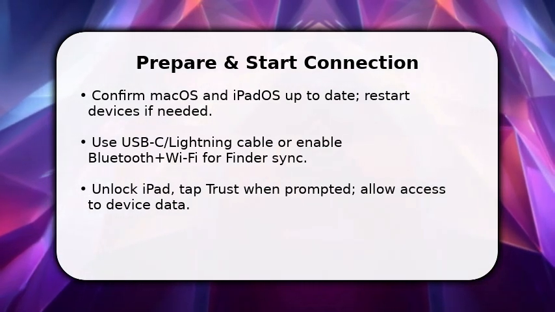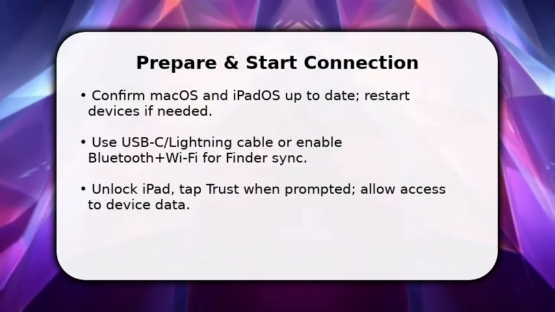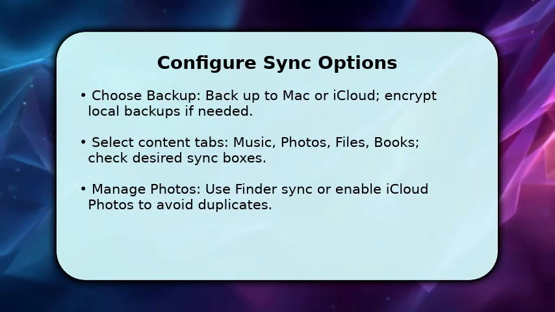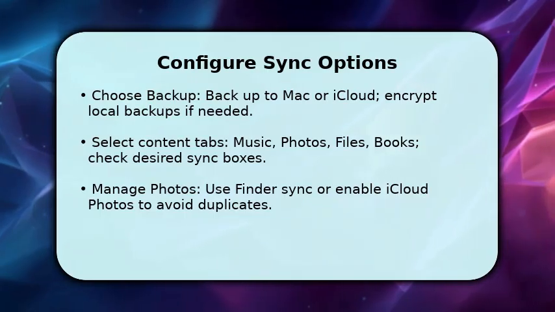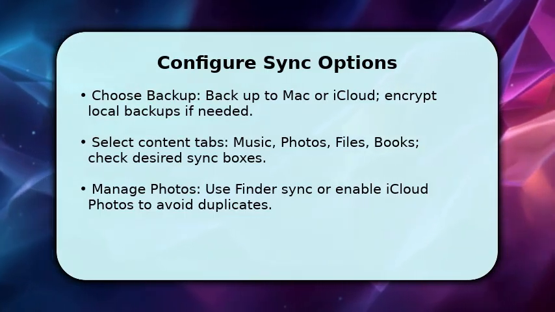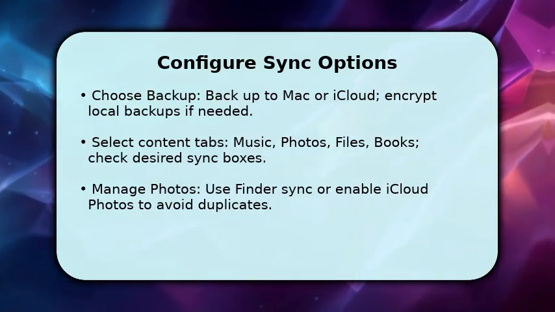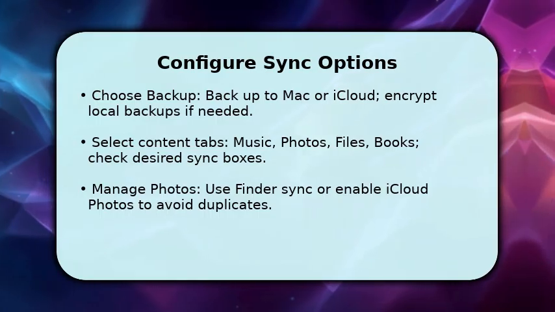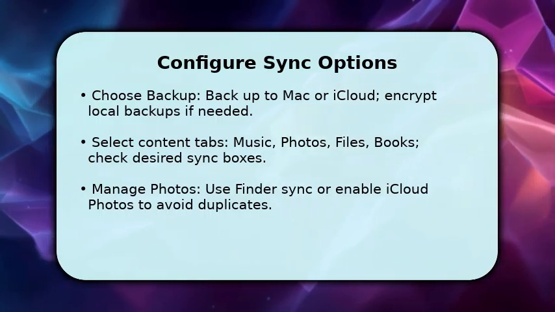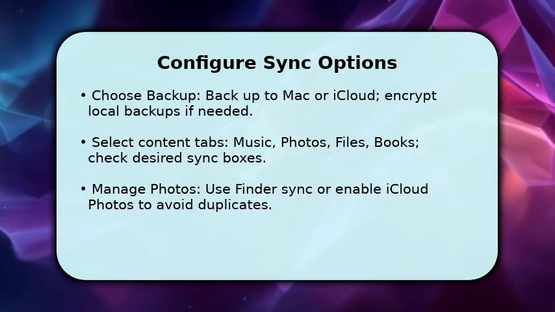You now configure what moves between devices. Start with backup. Pick backup to this Mac for full local control or iCloud for cloud continuity, and enable encryption if you need passwords saved. Move through the tabs: music, movies, TV shows, photos, files, books, and checkboxes for items to sync.